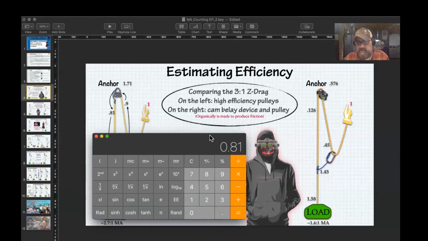There's way easier ways to do that with VT prusiks and things like that, that you don't have to mess with and lose as much efficiency as you are. But let's take a look at that same 3-to-1, right? This is going to be a 3-to-1 if we count tensions.